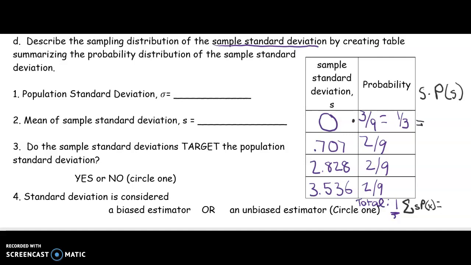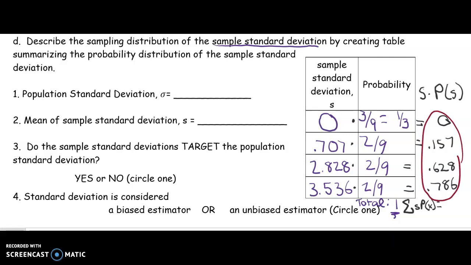So I'll have 0 times 1/3 is 0. 0.707 times 2/9 equals 0.157. 2.828 times 2/9 equals 0.628. And 3.536 times 2/9, the sum of these values is 1.571. So the mean of the sample standard deviations, the expected value of those sample standard deviations, is 1.571. We need to compare that to the population standard deviation.